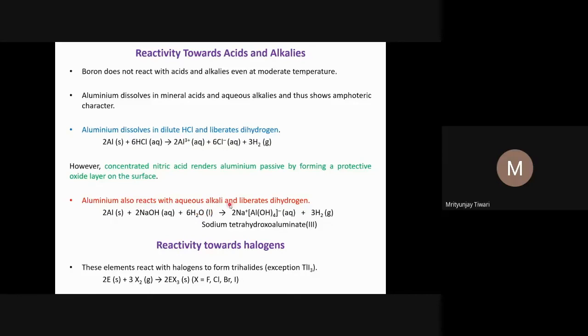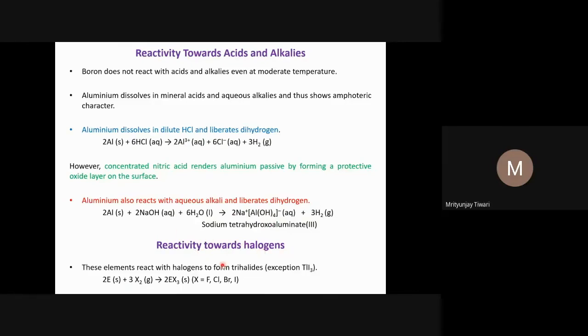Aluminium also reacts with aqueous alkalis and liberates dihydrogen. As we know, aluminium being amphoteric in nature, it can also react with the alkali base. So aluminium reacts with NaOH plus 6 water molecules, the aqueous NaOH, and we see the liberation of hydrogen, plus the formation of sodium tetrahydroxoaluminate. Aluminate is what? The anion, and tetrahydroxo group is there, and aluminium forming anions, so aluminate, and the oxidation state of aluminium here is plus 3, so plus 3 is shown here in the bracket.